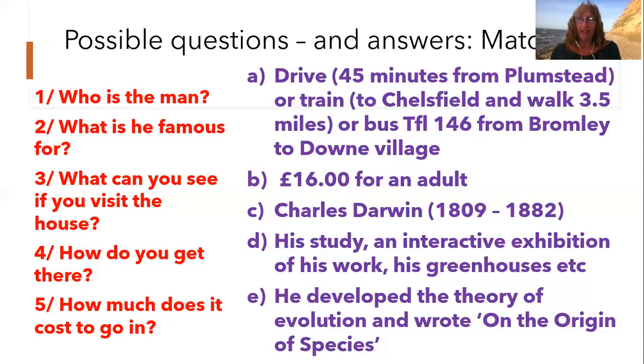How do you get there? Number 4 is A, several different options, driving, train or bus. You do have to walk if you take the train or bus some of the way as well. How much does it cost? It's quite expensive, £16 for an adult, less for a child, or you can get a family entry. Okay.